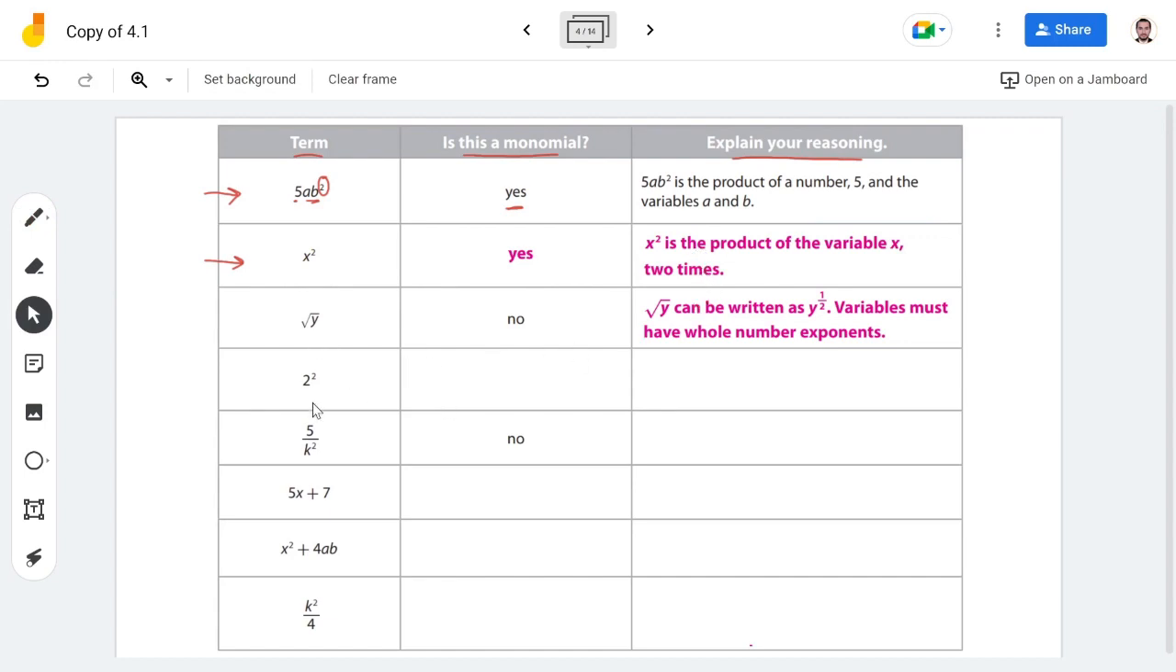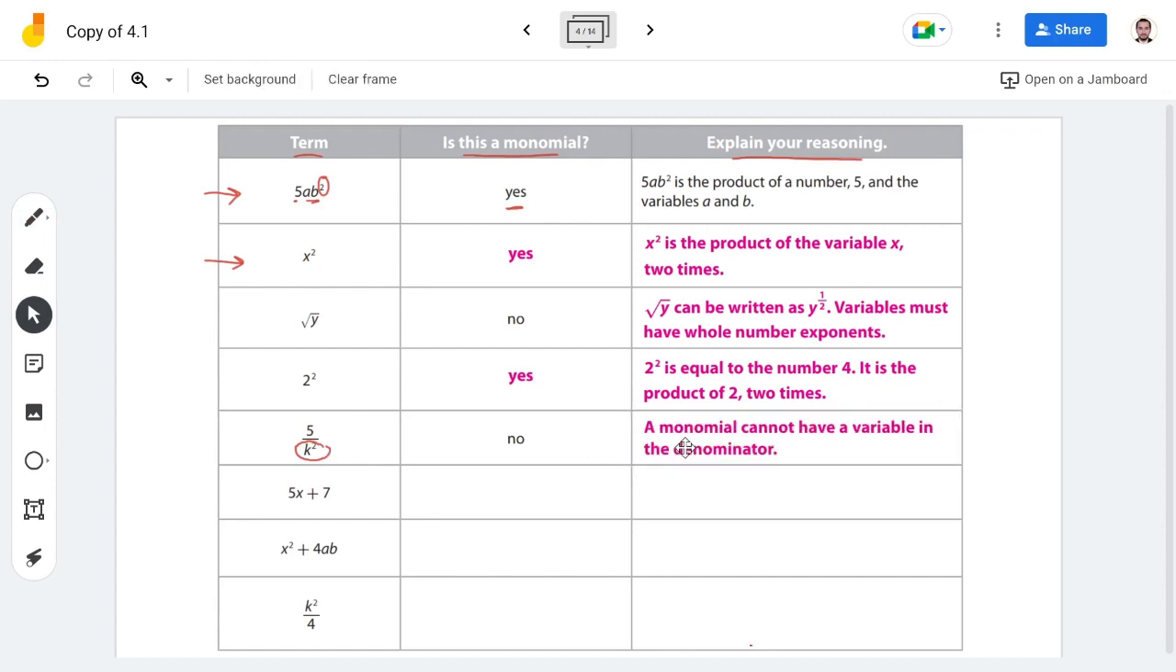Now, then, 2 to the power of 2, is it a monomial? Yes, it's a monomial. Then, 5 to the power k to the power of 2. So we have a variable in the denominator. Because we have a variable in the denominator, that means this is not a monomial.